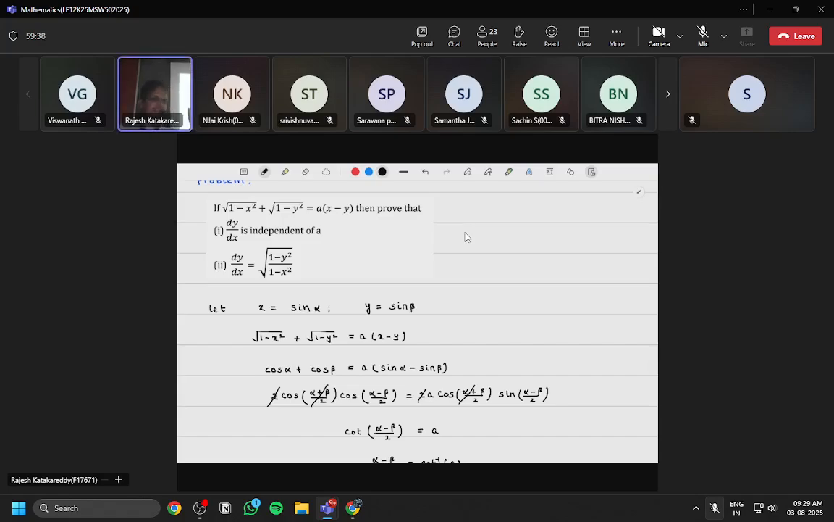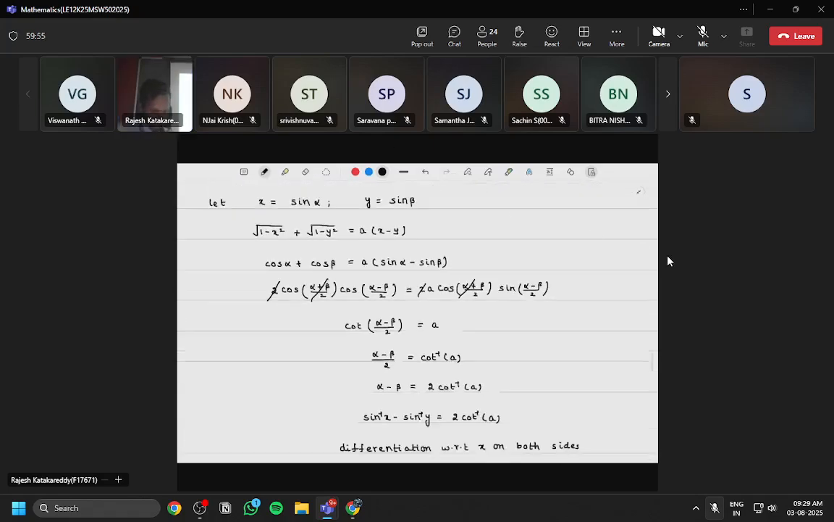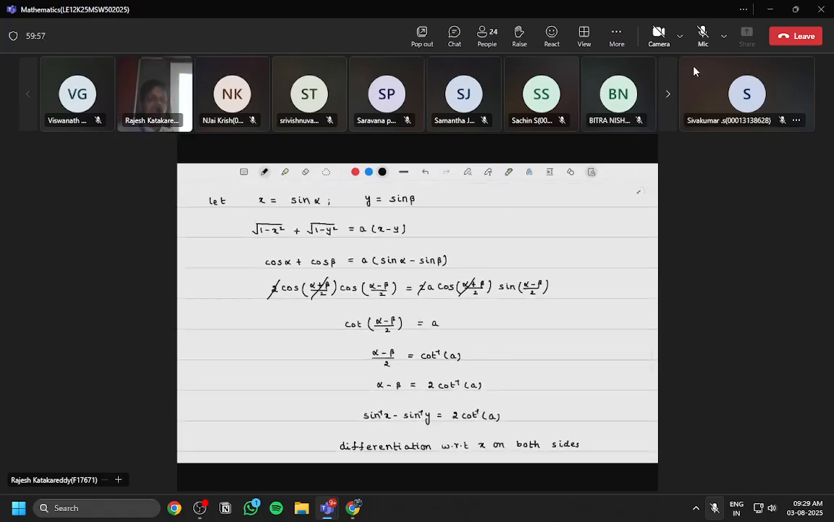Dear, this is important for your boards as well. CBSE only, no. I think it is an NCERT problem only, if I remember correctly. 2 years back it was there, but I am not sure this time. Can I scroll up? Anything you guys are copying from this? You can.